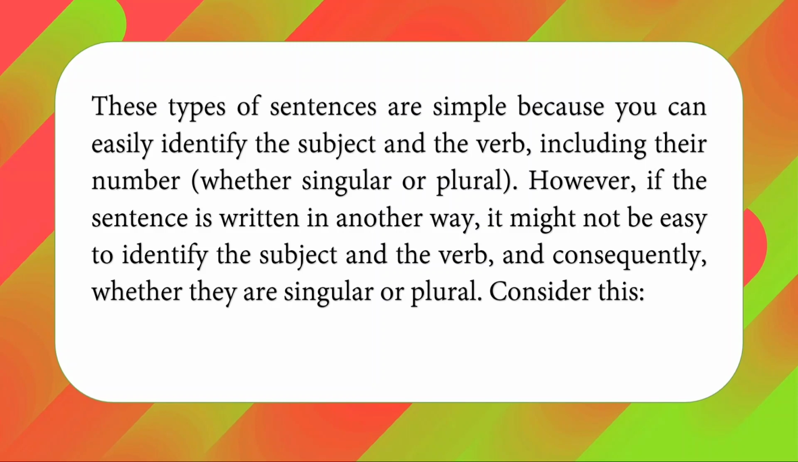These types of sentences are simple because you can easily identify the subject and the verb, including their number, whether singular or plural. However, if the sentence is written in another way, it might not be easy to identify the subject and the verb, and consequently, whether they are singular or plural. Consider this example.